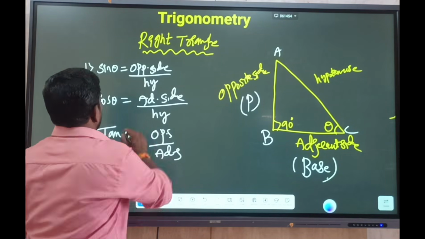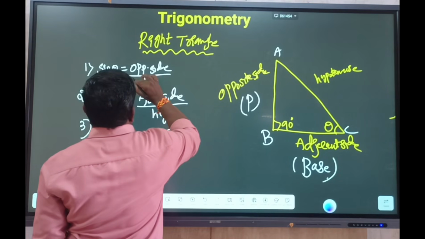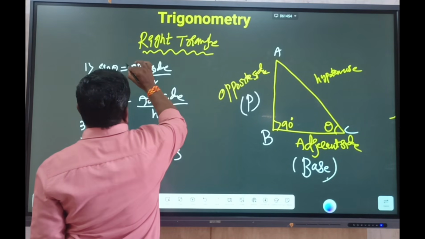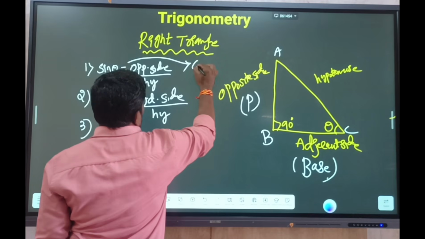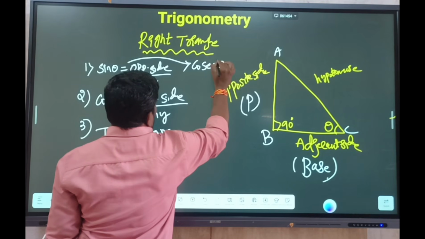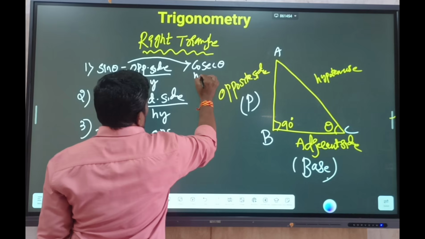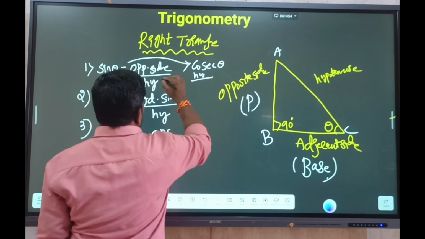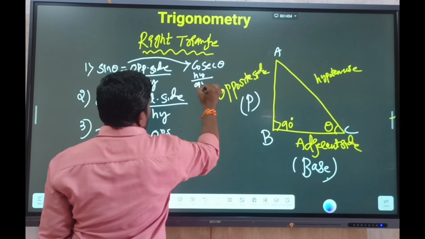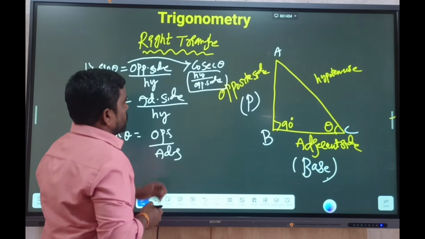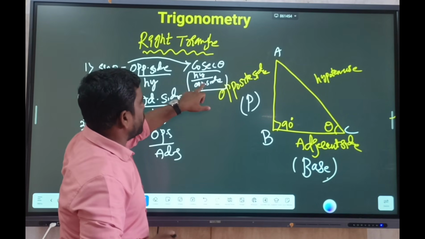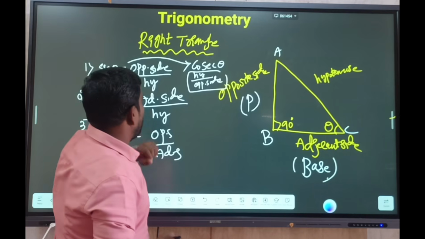Here the remaining ones. Sin theta reciprocal is cosec theta. Cosec theta can be written as hypotenuse by opposite side.